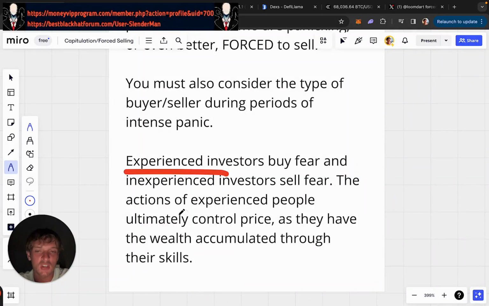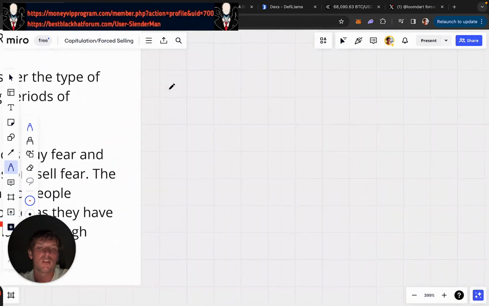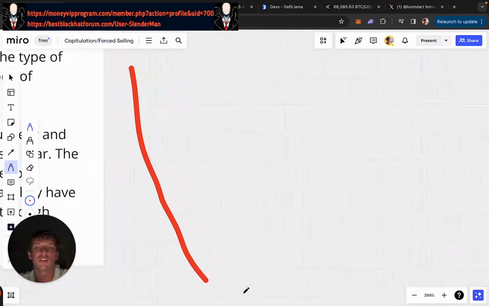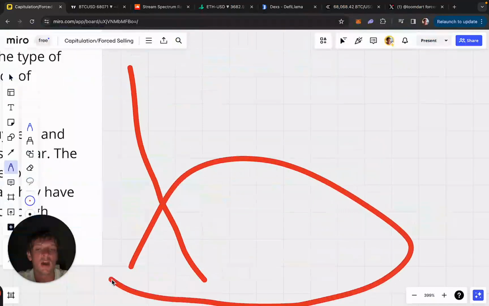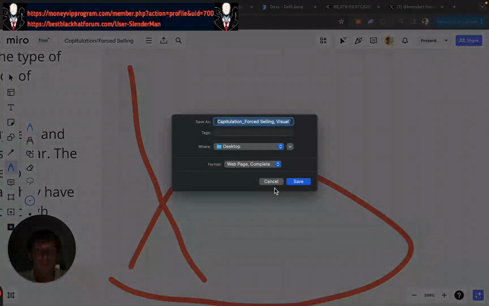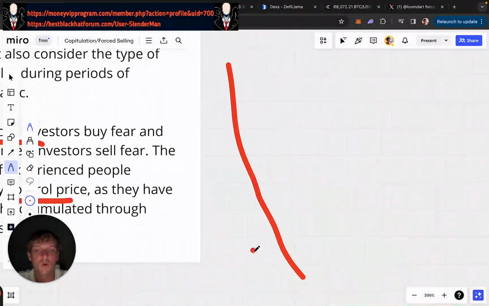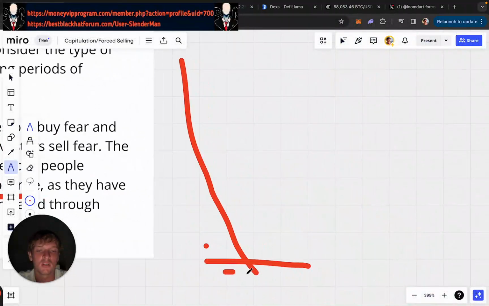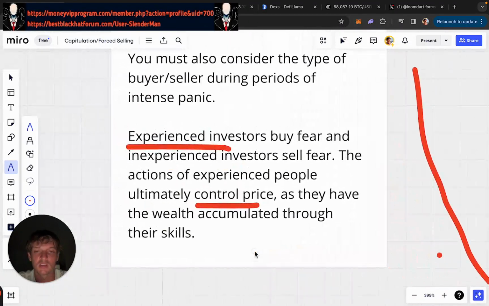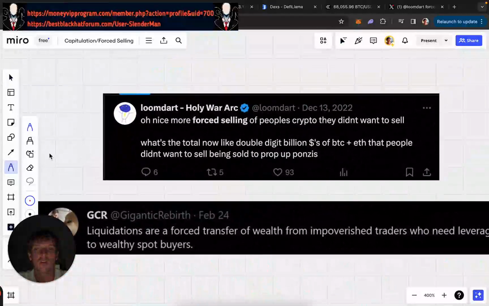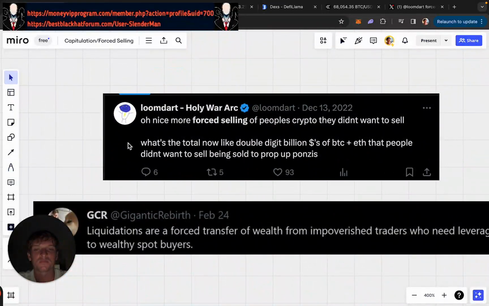So yeah, the actions of experienced people, they control the price, right? When the price crashes into a capitulation, it's the smart people, the experienced ones who have all the wealth, who end up buying in. They put up the walls of bids. These walls of bids are all the experienced people, and I'm going to show you a wall of bids in one of the tools that I have to measure this. Okay? So let's talk about forced selling as well.